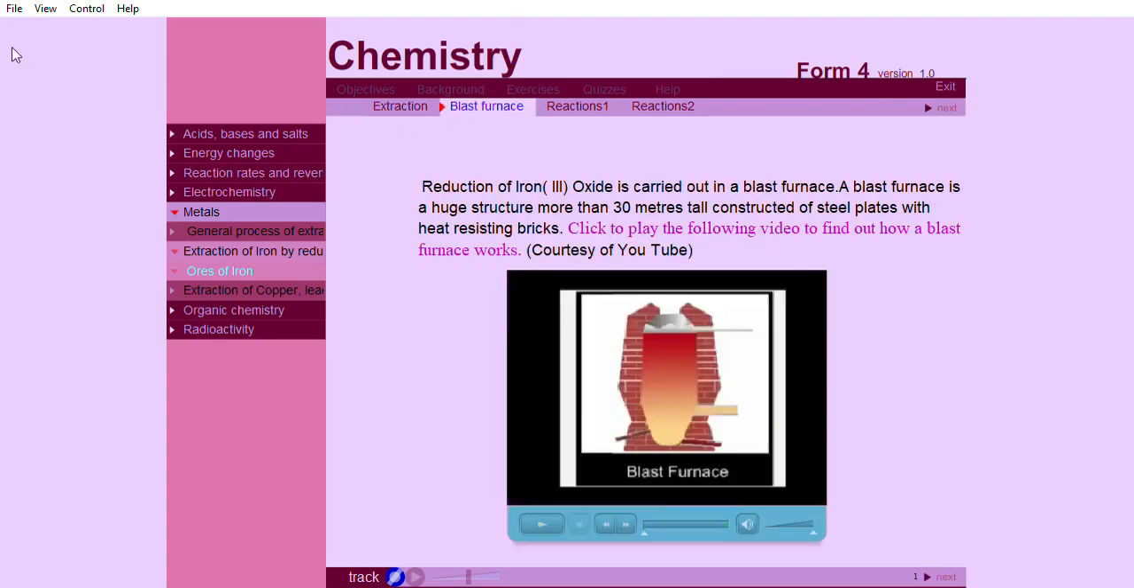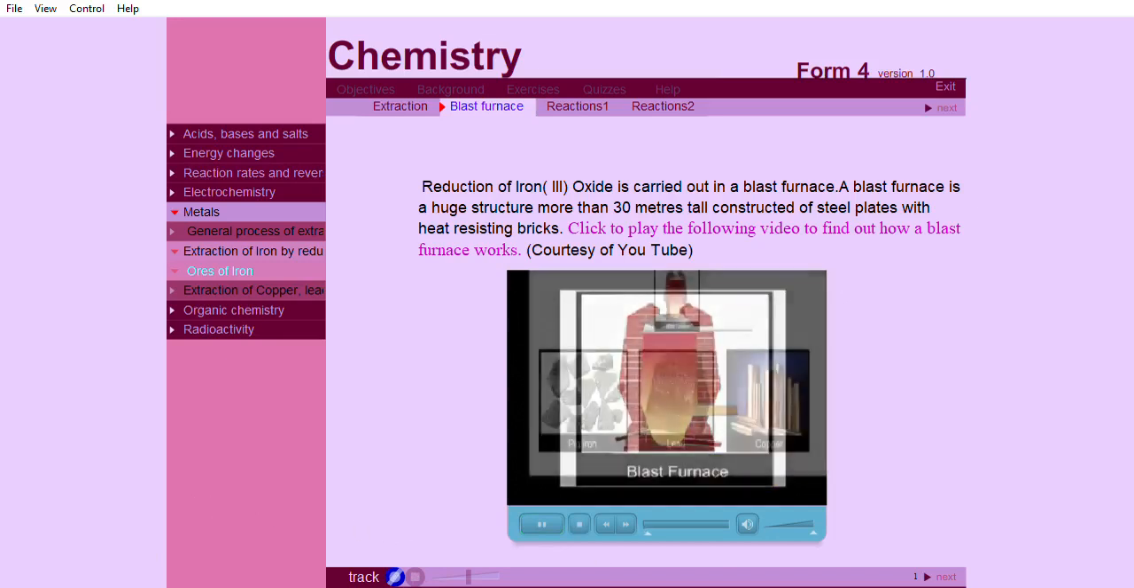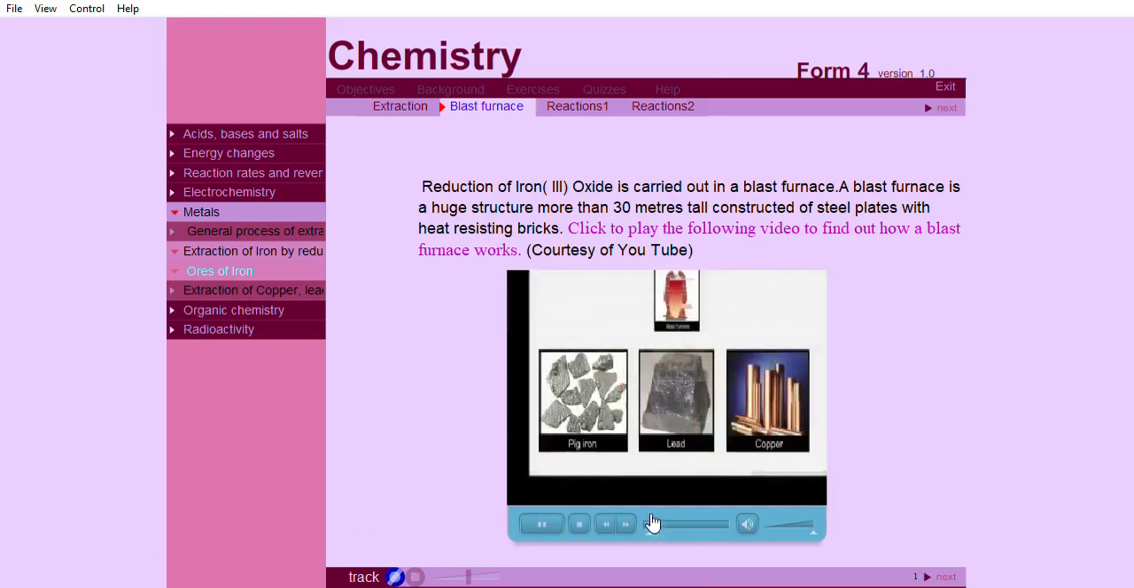Reduction of iron(III) oxide is carried out in a blast furnace. A blast furnace is a huge structure more than 30 meters tall, constructed of steel plates with heat-resisting bricks. The blast furnace is primarily used for the extraction of iron, lead, and copper.